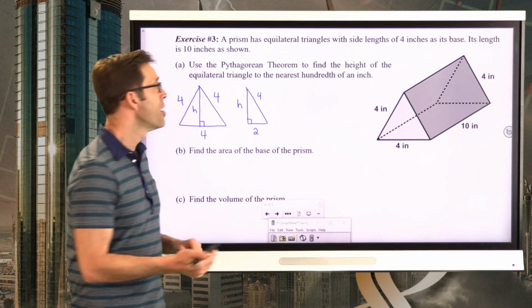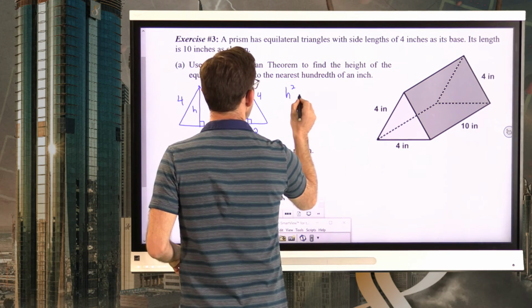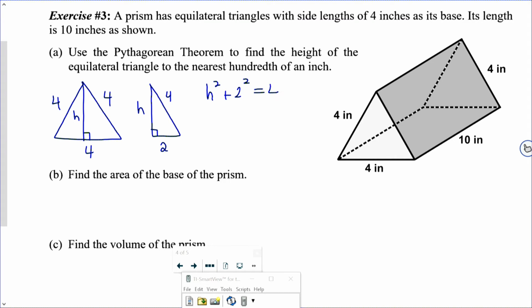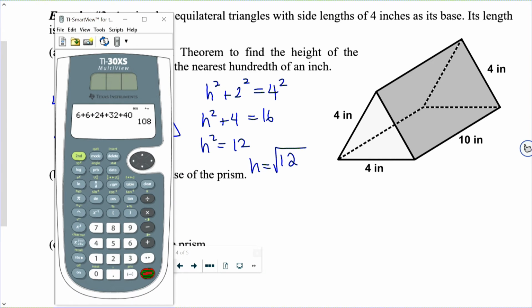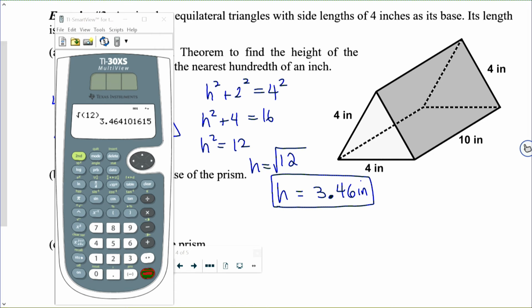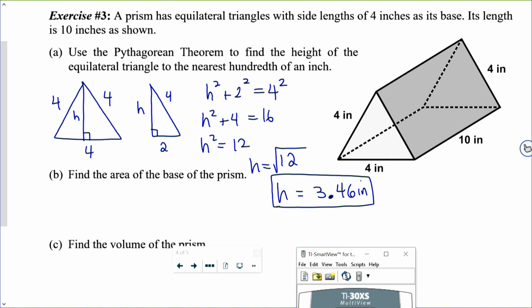It doesn't really matter. But I can now say h squared plus 2 squared is equal to 4 squared. That gives me h squared plus 4 is equal to 16. H squared is equal to 12, and h is equal to the square root of 12. 12 is not a perfect square, and therefore its square root will be an irrational number, right? A number that never terminates, never repeats. But this asks us to round it to the nearest hundredth of an inch, 3.46 inches. All right, that seems accurate enough, definitely.